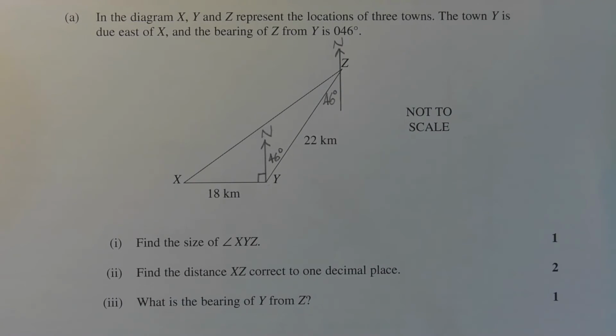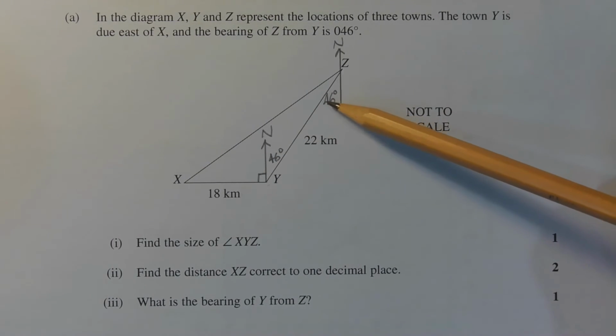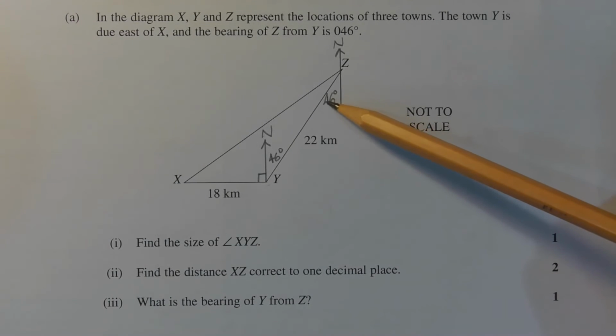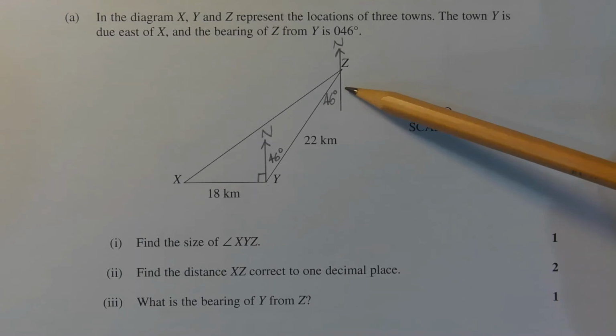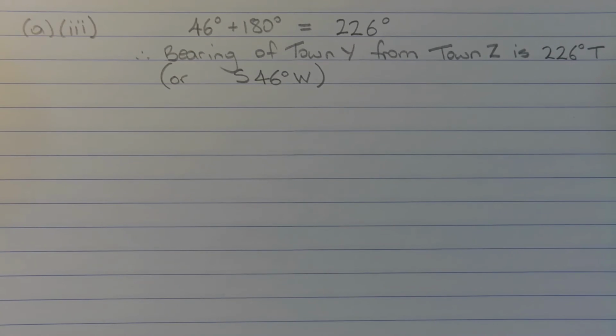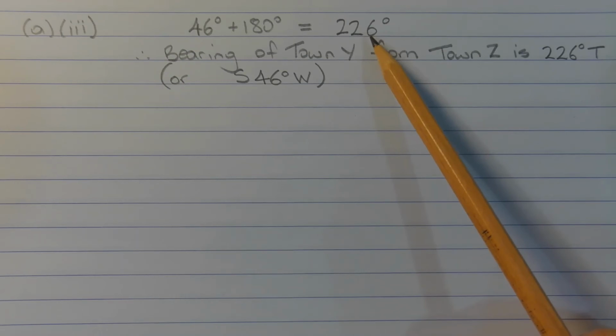They're both pointing north. So using parallel line geometry, this angle here and this angle here must be alternate, since YZ is a transversal. So this angle here is 46 degrees. Now starting from north and going clockwise to south, that's 180 degrees. So adding 46 degrees to that will give us the bearing of town Y from town Z. So 46 degrees plus 180 degrees is equal to 226 degrees.